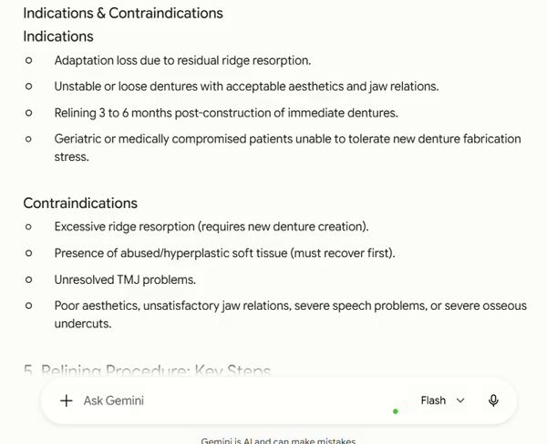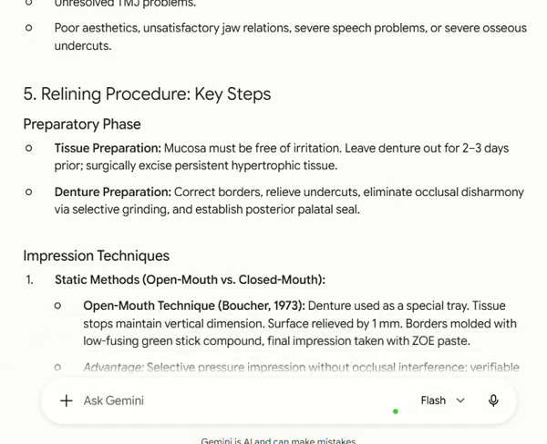5. Relining procedure. Key steps. Preparatory phase. Tissue preparation. Mucosa must be free of irritation. Leave denture out for 2 to 3 days prior, surgically excise persistent hypertrophic tissue. Denture preparation. Correct borders, relieve undercuts, eliminate occlusal disharmony via selective grinding, and establish posterior palatal seal. Impression techniques. Static methods: open mouth versus closed mouth.